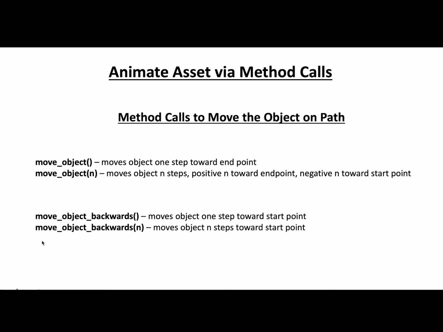We also have a specific method to move the object backwards if students find that easier to use in terms of their logic. The method move object backwards can also take either no parameters or one parameter.